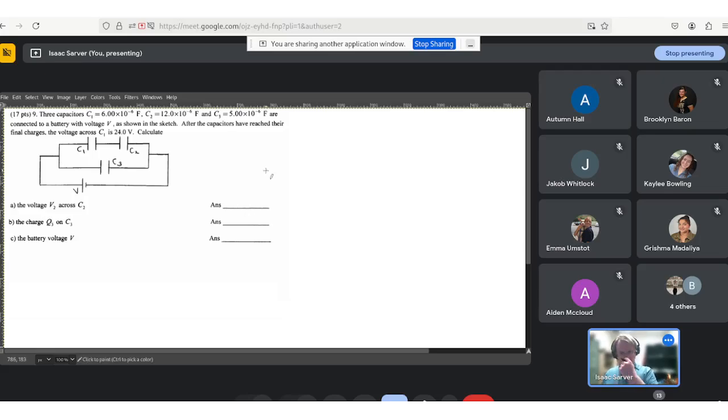Alright. So, we have three capacitors. Number 1 is 6 times 10 to the minus 6 farad. Number 2 is 12 times 10 to the minus 6 farad. Number 3 is 5 times 10 to the minus 6 farad, and they are connected to battery V. As shown in the sketch, after the capacitors reach their final charges, the voltage across this one is 24 volts. Calculate these things.